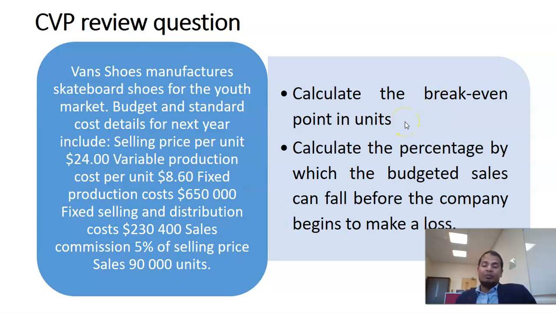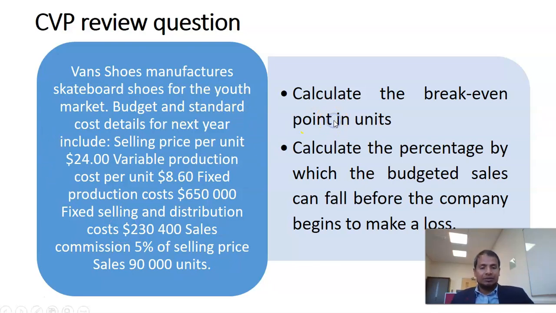And also if you get break-even point, you should be able to find out margin of safety because you are given sales. Okay, selling price, and sales is 90,000 units budgeted sales. So try it.